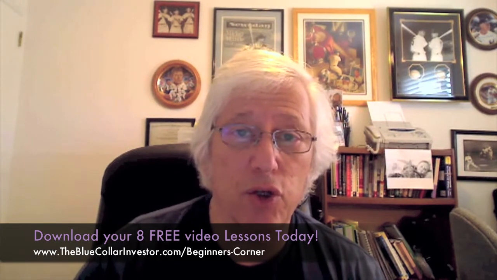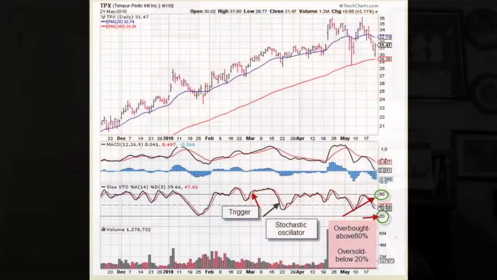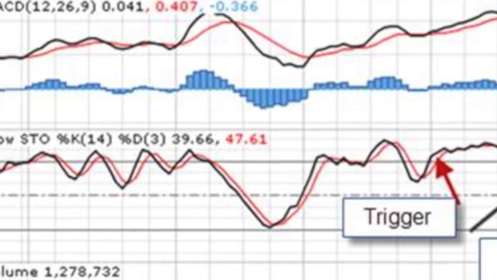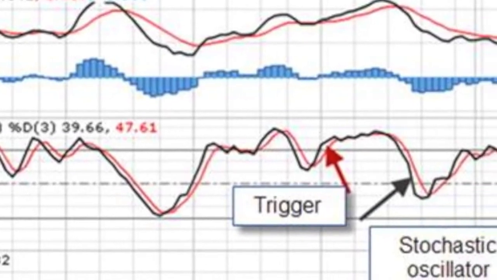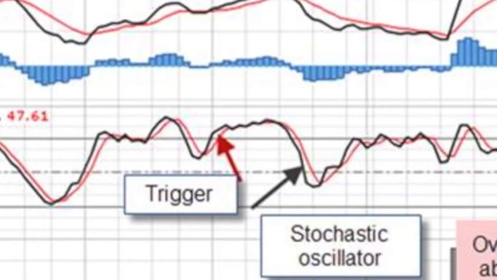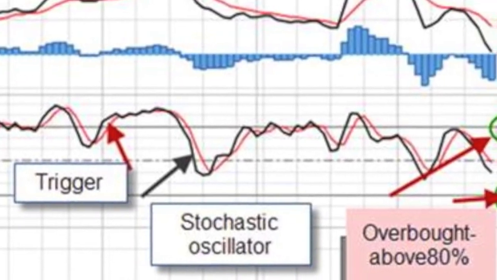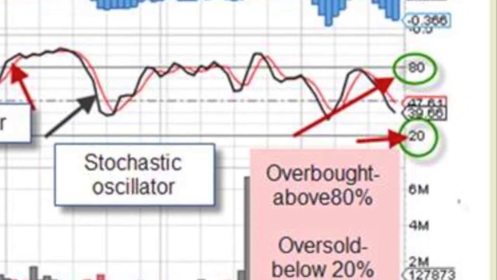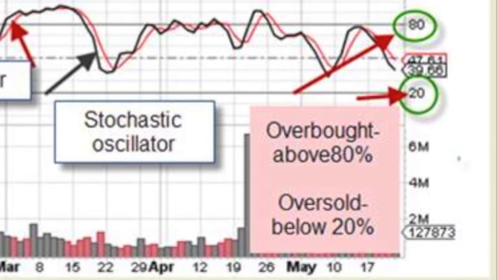Now let's take a look at a chart of what the stochastic oscillator looks like as shown on the screen. The oscillator itself is that thick black line that's pointed out by the black arrow. The trigger is the 3-day simple moving average of the stochastic oscillator. Now all the way to the right of your screen you could see the overbought 80th percentile, which is circled in green and pointed out by the red arrow, and the 20th percentile, which represents oversold. So that's what you're looking at when you're looking at the stochastic oscillator.